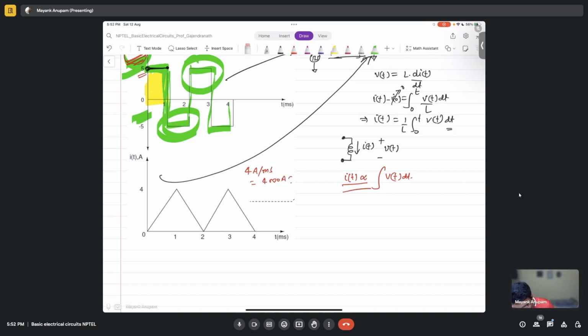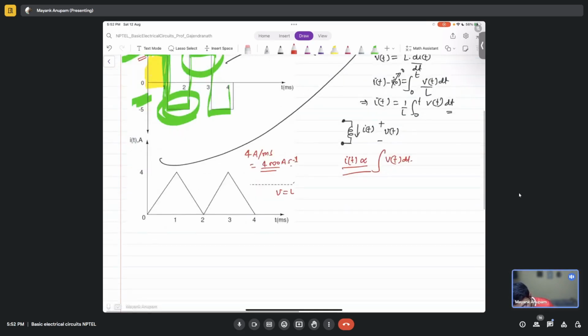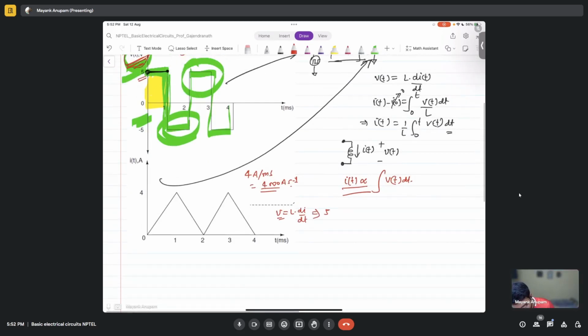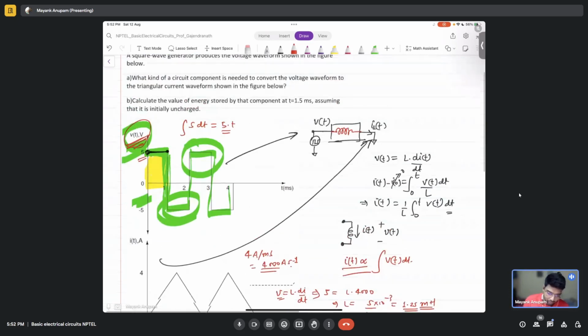Yes, so now L can be found out by V equal to L di by dt. So what will it be? V is how much? 5 volts. So that is equal to L times di by dt, which is 4,000, right? So what is L? 5 by 4 times 10 to the power minus 3. How much is this? 1.25. Am I right? Yes, sir. 1.25 millihenry.